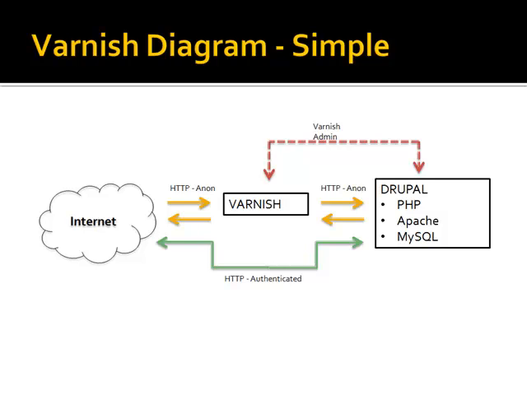So here's a simple Varnish diagram. You have your internet, you have your Varnish, and you have your Drupal. The yellow arrows, that's your HTTP anonymous, and that's really where you get your bang for your buck with Drupal, is when it caches. What happens is, a request comes to Varnish, and Varnish has to go through its own logic and decide, should I return a cache page or not?